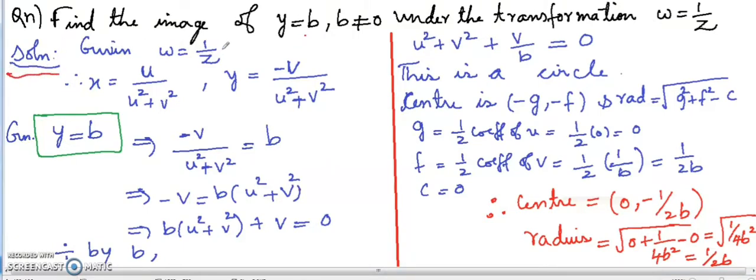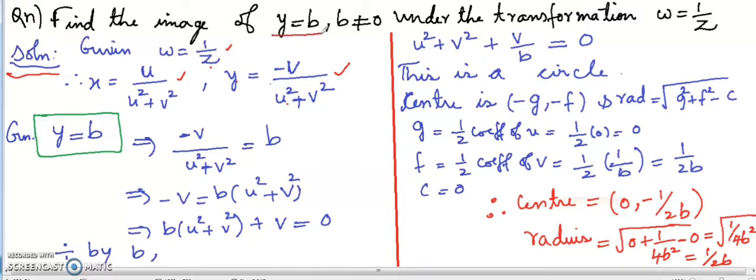Given W is equal to 1 by Z. So when W is 1 by Z, we have derived X is equal to U by U square plus V square and Y is equal to minus V by U square plus V square. So this you have to derive it, or you can directly substitute. When W is equal to 1 by Z, we have X and Y values like this.